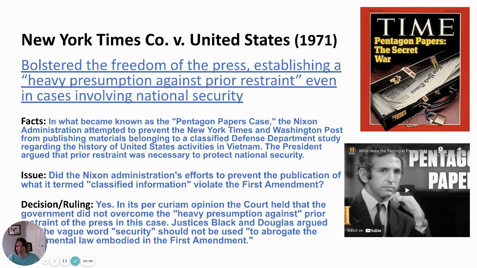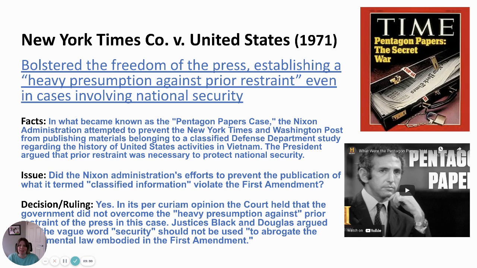And the president argued that prior restraint was necessary to protect national security. Prior restraint is basically censorship. And in this country, we don't allow prior restraint. And the Supreme Court upheld that, having a heavy presumption against prior restraint, that we don't tell newspapers what to print in this country. Unlike in other countries, where that is allowed.